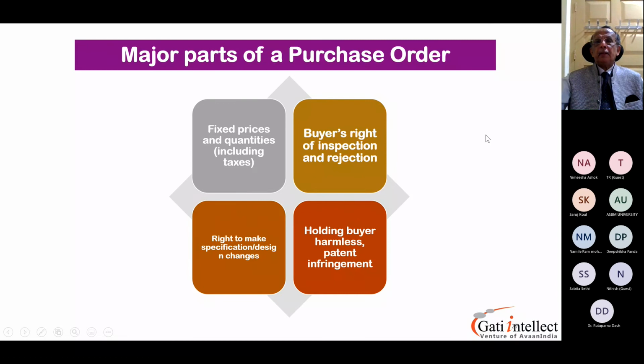Now let's look at the major parts of the purchase order. Please ask me questions. By asking questions only you will learn, and it gives me a further chance to think and give you the right answer. Now, what are the things in the purchase order? I asked the question again yesterday, I'm repeating my question. Is a purchase order a contract?